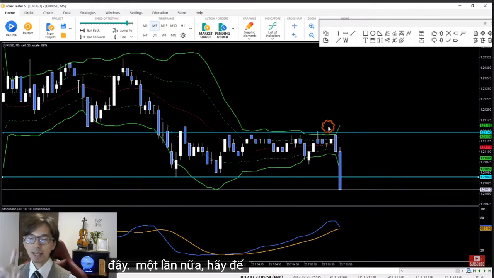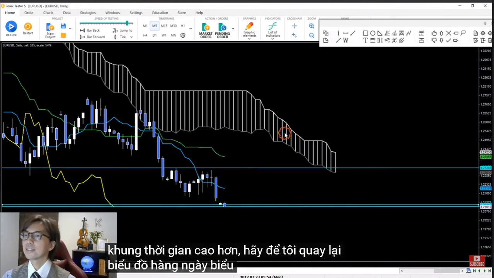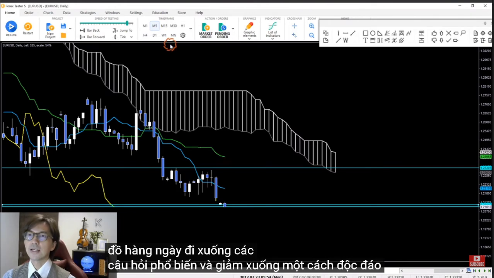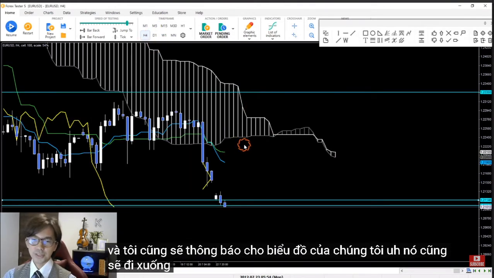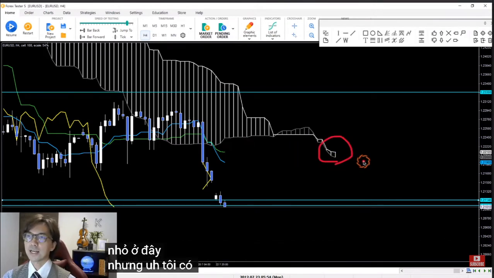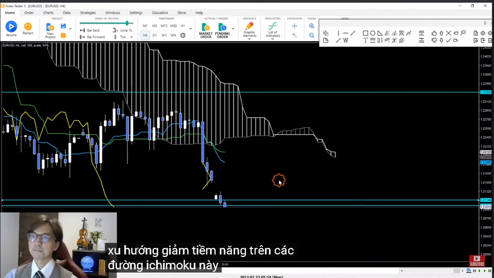So once again, let me go back to the higher time frames. Let me go back to the daily chart. The daily chart is going down. The Kumo down, Kijun Sen down nicely, and also in the 4-hour chart, it's going down too. In the 4-hour chart, the Kumo is a bit too small here, but I can see that there's a potential downtrend on these Ichimoku lines.